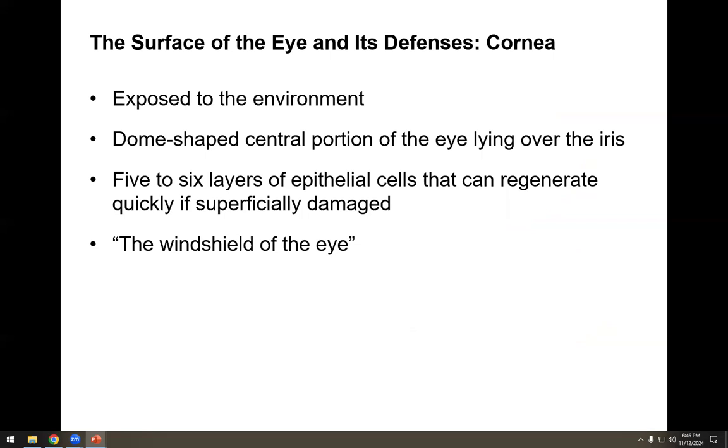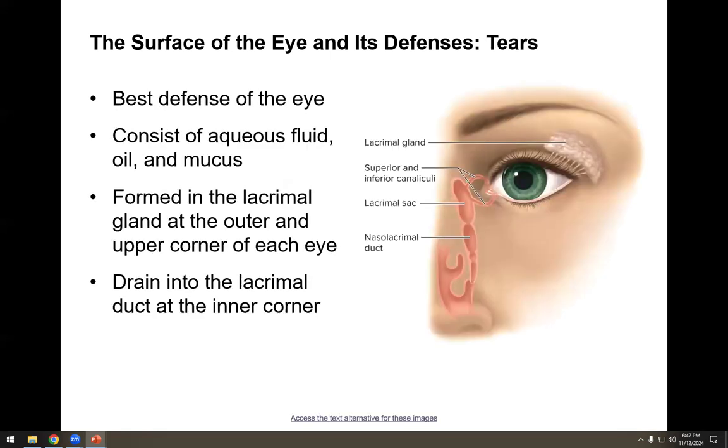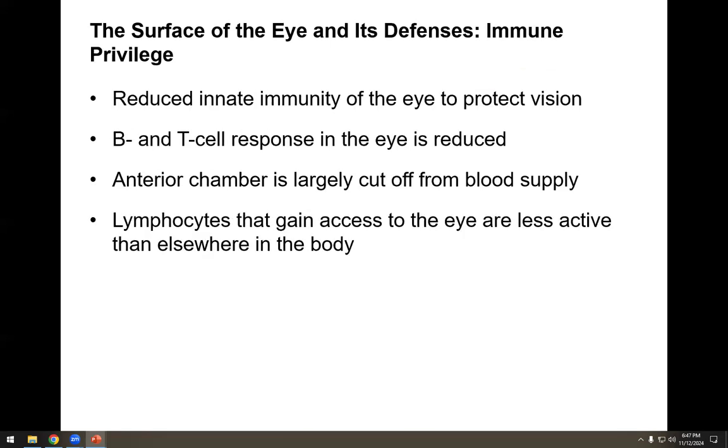Your cornea is that outer layer of the actual eyeball itself. That's the windshield of the eye. You blink, it moves debris away. Tears flush debris away. The cornea protects the eye. The conjunctiva protects all of that. That's the gist of what's protecting your eye.